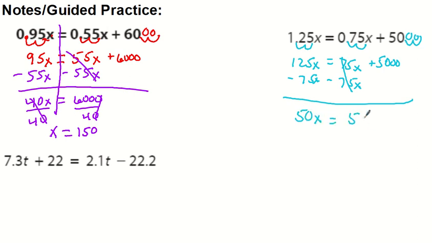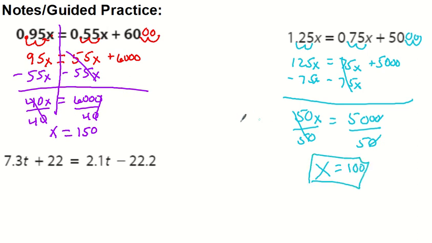So this one I get 50x equals 5,000 because what I did is I subtracted 75x from both sides. And I just got to divide by 50. Alright, let's see here. 5 goes into 500 100 times. So there we go. So x equals 100. So again, if you didn't want to rewrite it, just use your calculator and do the work with the decimals, and that's totally acceptable.